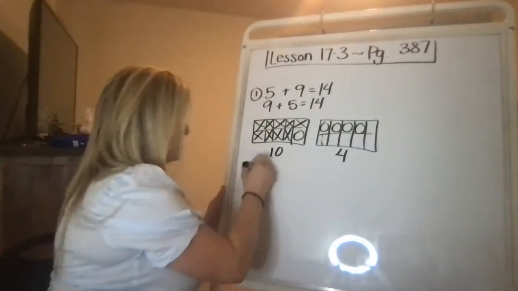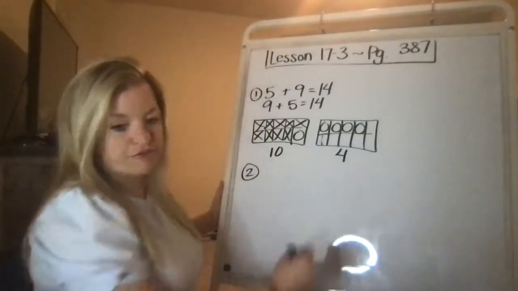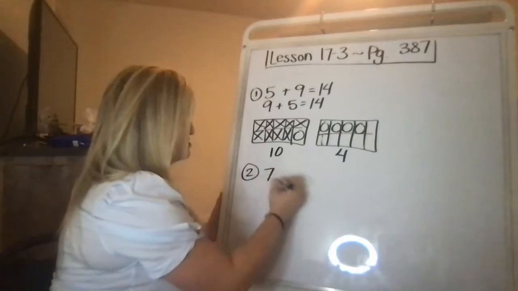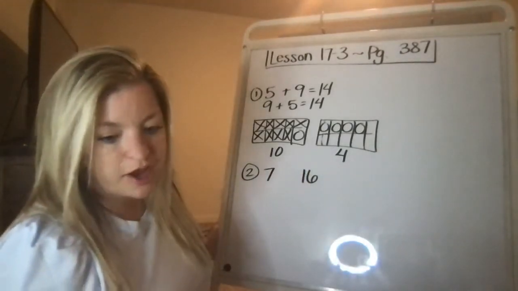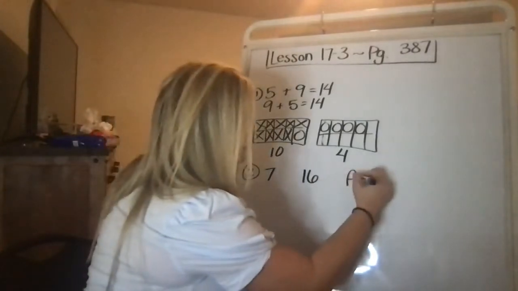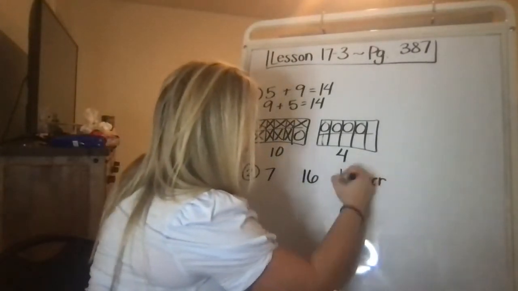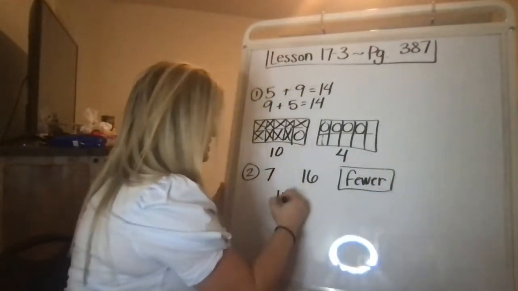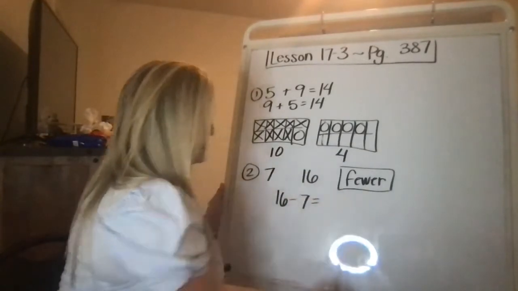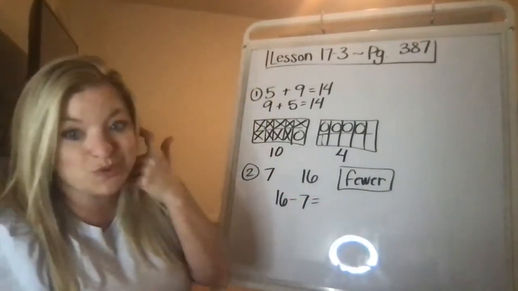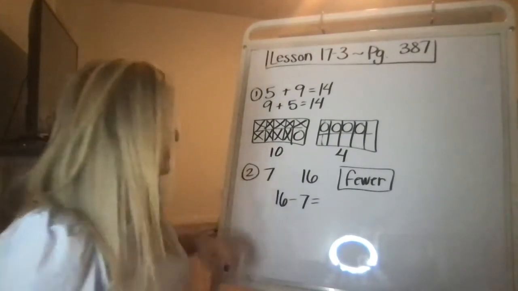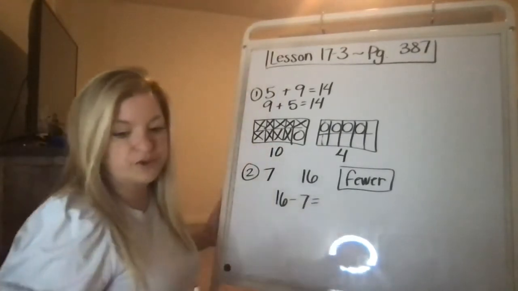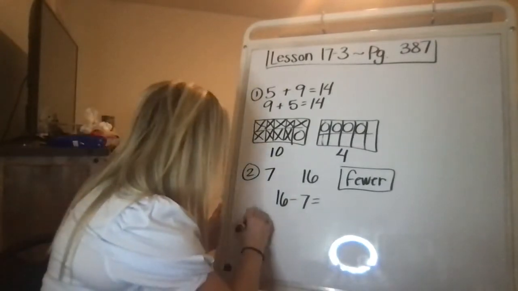Number 2. 7 friends do karate. 16 friends play piano. How many fewer friends do karate? So you're going to do 16 minus 7 because subtraction always starts with the biggest number. Good. All right, so they give you a number line and it starts at 5.